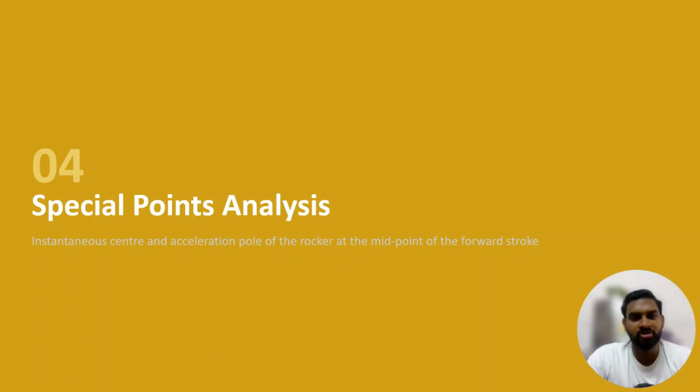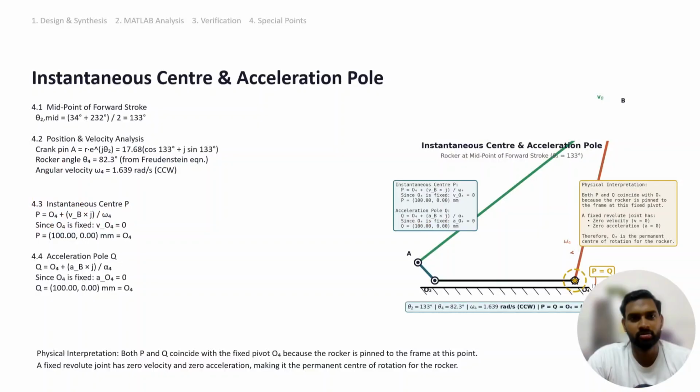Now I will explain the special point analysis of the rocker. We focus on the midpoint of the forward stroke. The forward stroke is from 34 degrees to 232 degrees, so the middle crank angle is 133 degrees. At this point, the rocker angle is 82.3 degrees and its angular velocity is 1.639 radians per second counterclockwise.